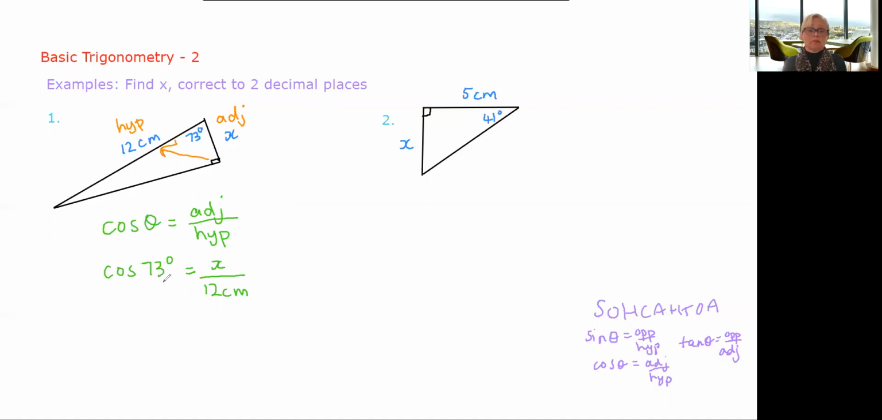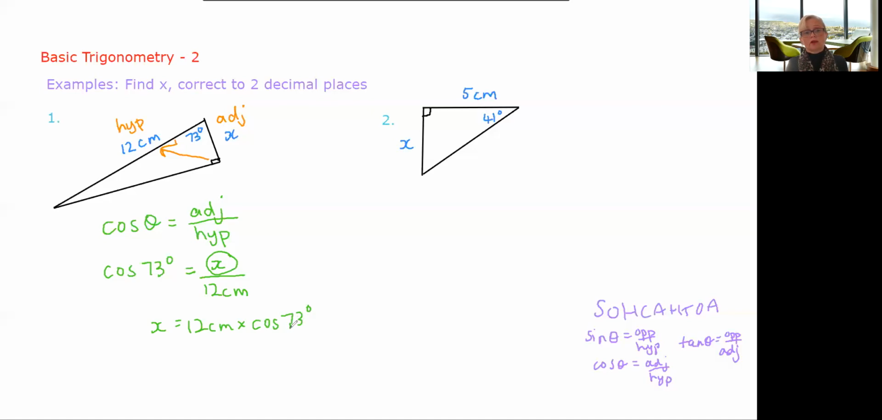Now, some people like to work out cos of 73 and write it to a certain number of decimal places at this stage. Personally, I think that's bringing in inaccuracies that are not necessary. Let's do the rearranging first and then plug it all into our calculator and round off at the end. By that, I mean we want to get this x on its own. Currently, it's being divided by 12, isn't it? So x is going to be 12 centimetres times our cos of 73 degrees.